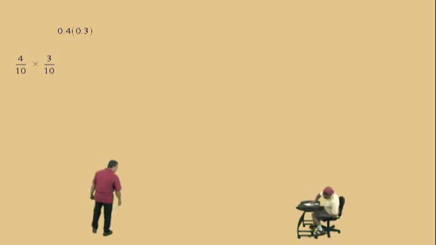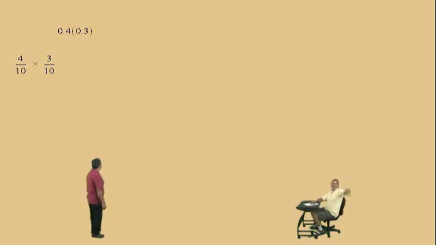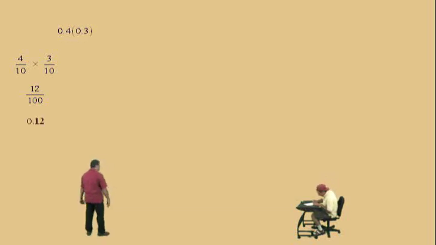Let's do the product now, Charlie. 4/10 times 3/10. Let's do the fractions first. 4/10 times 3/10, how do you multiply fractions, Charlie? Straight across the top, straight across the bottom. That's right, so what do we get? 12, very nice there, and as a decimal, 12/100 is 0.12.